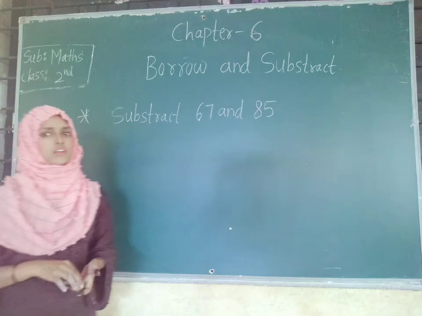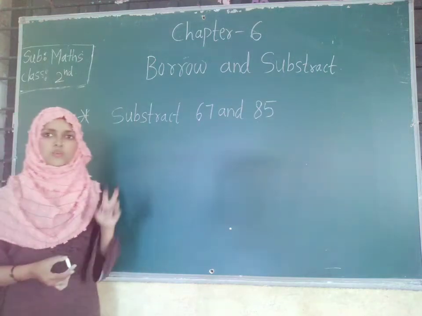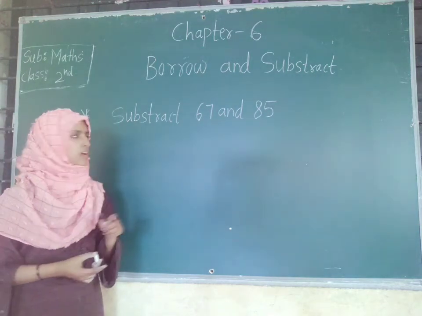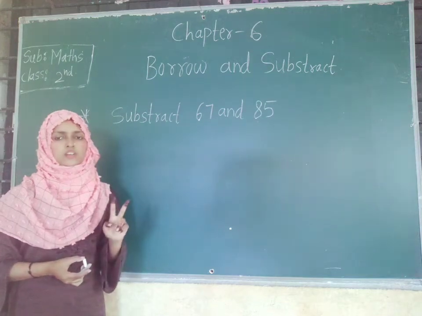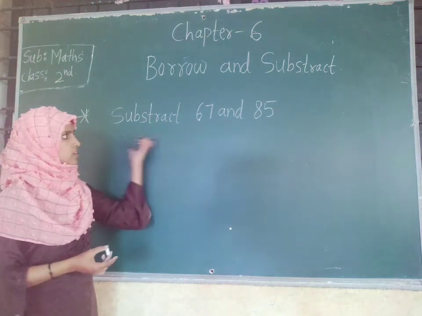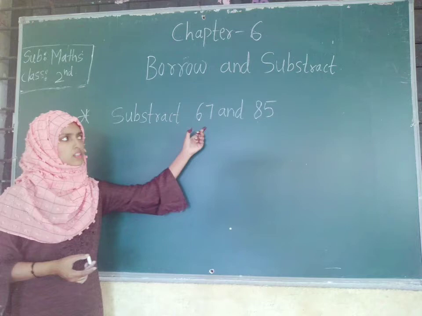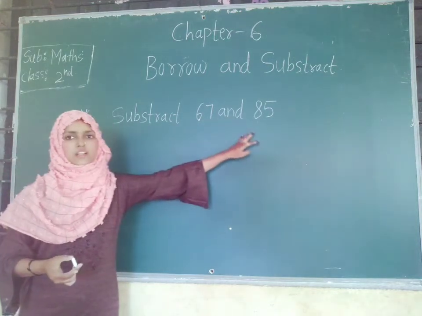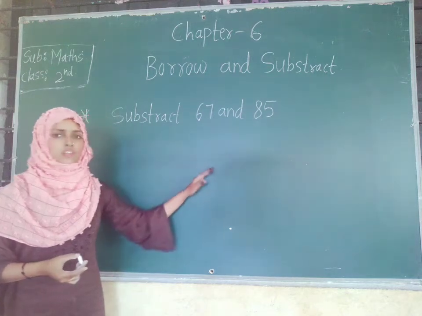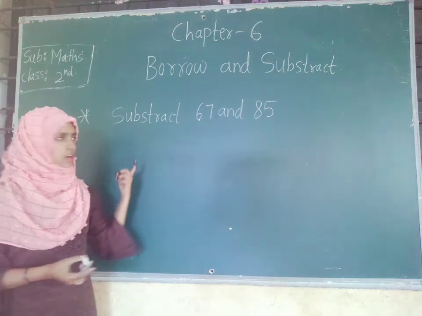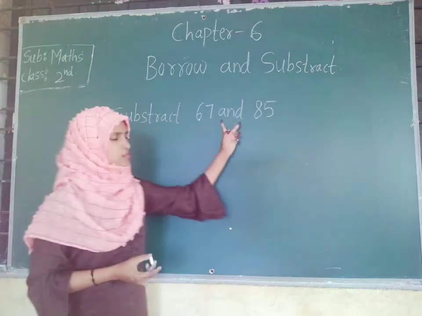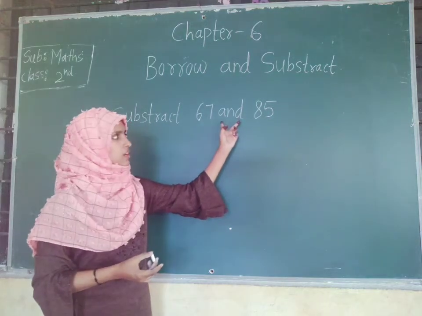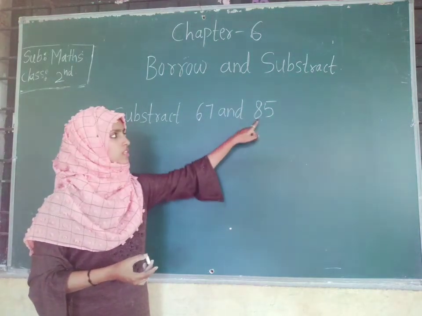So children, now let us discuss subtraction of a 2-digit number with borrow. Here they have given in words, subtract 67 and 85. So 67 and 85 are the two numbers. We need to take these two numbers and subtract. Between these two numbers, which is the bigger number?